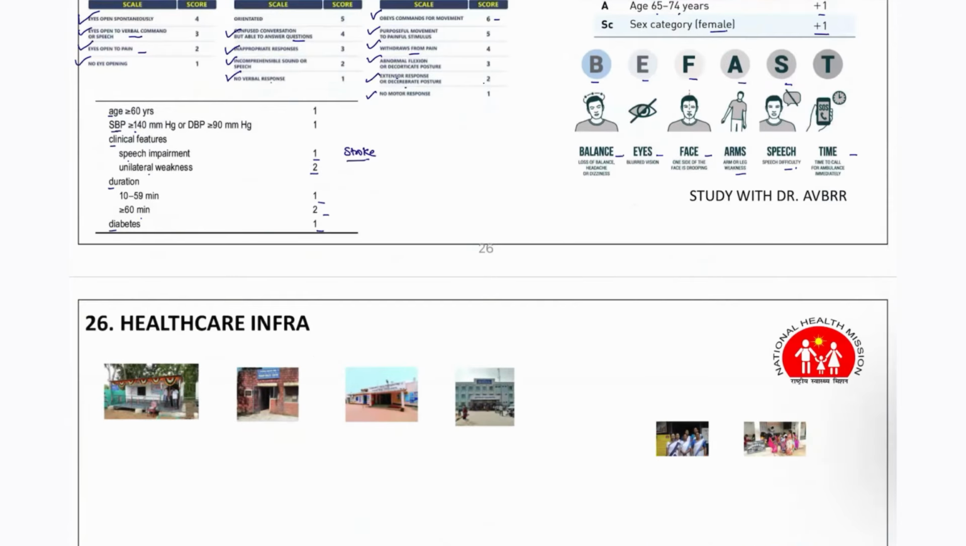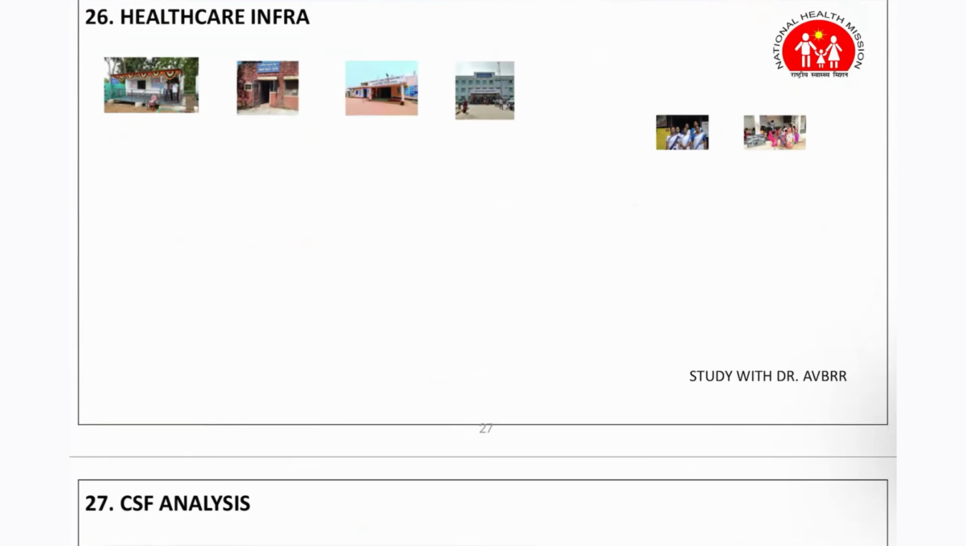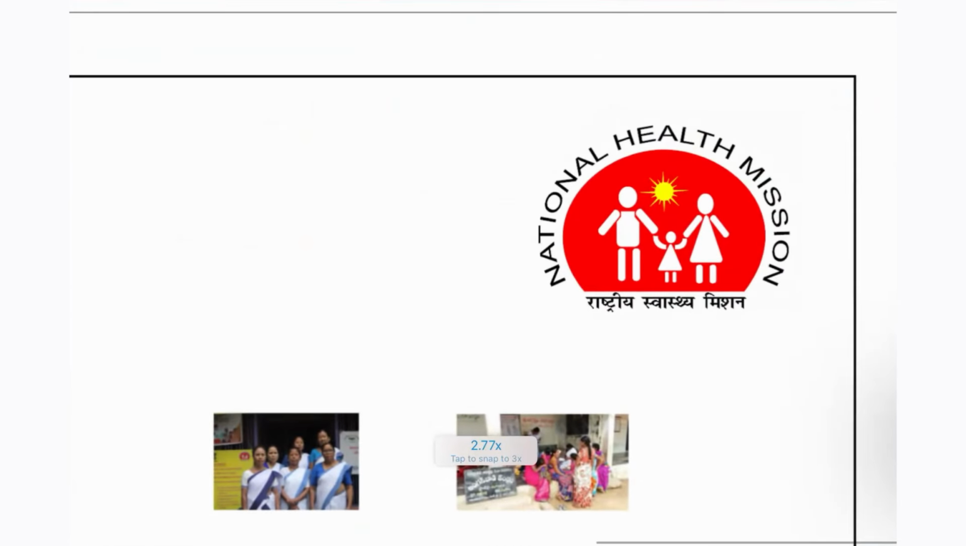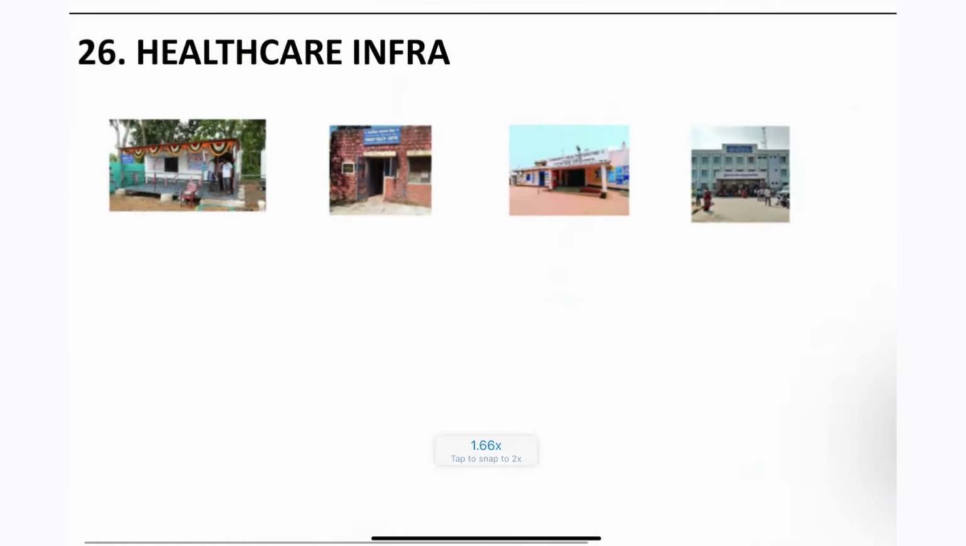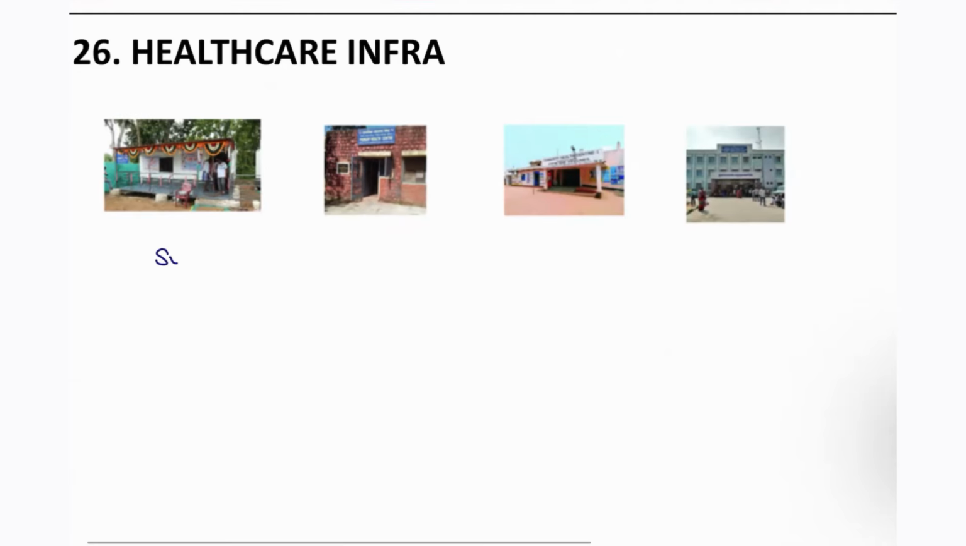Next, we are moving on to the healthcare infrastructure in India. This is the logo for the National Health Mission, guys. And next, moving on to the population and how they are subdivided. Here you can see this is the subcenter. This is the PHC, primary health center. This is the community health center and district hospital. After that, medical colleges and super specialty hospitals.